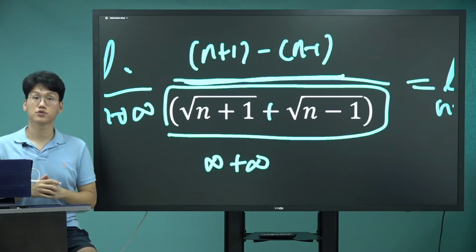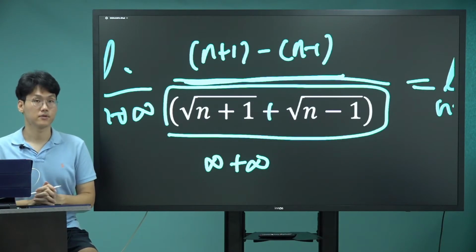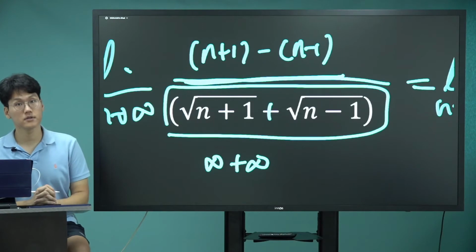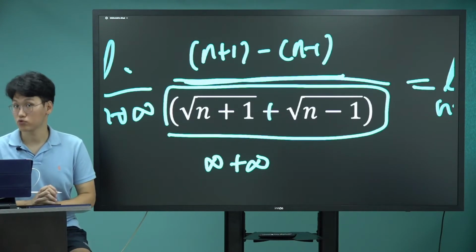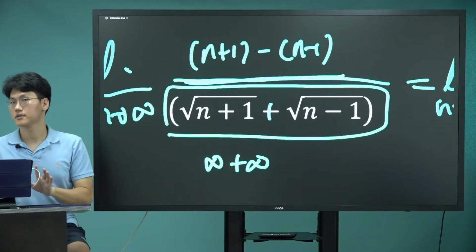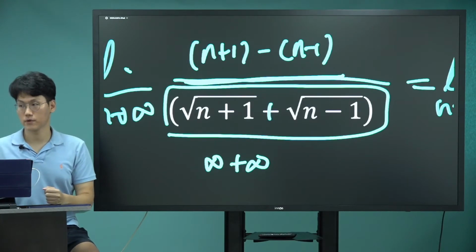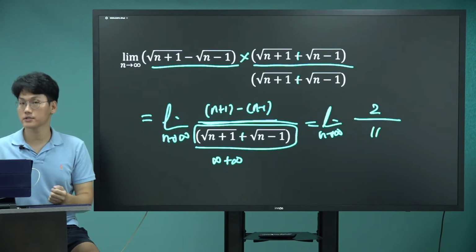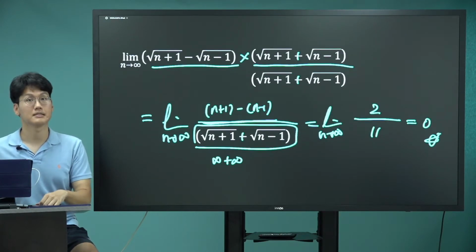You should not be confused: this is not an indeterminate form. Infinity plus infinity will be divergent, which is a large number, right? However, if it was infinity minus infinity, that is indeterminate. We shouldn't confuse the two. Hence, it is a constant over infinity. That will imply that it's going to be 0.